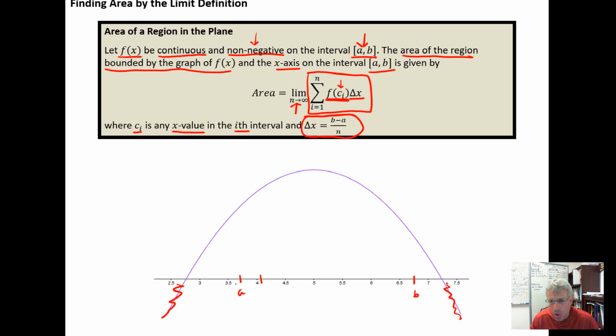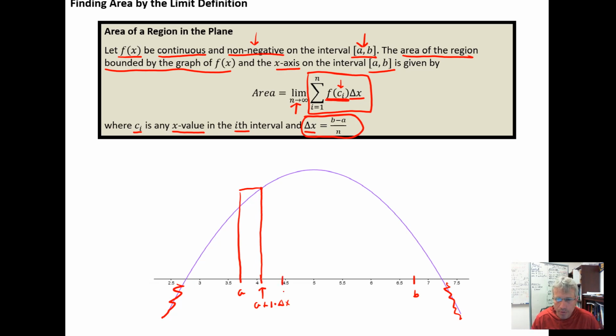The next tick mark over from the A, we would find by doing A plus delta x, so 1 times delta x. A plus 1 times delta x would get us to the next tick mark. If we were doing right endpoints, we would draw that rectangle up to the curve and then over to the left, and we would drop it down to A, the left bound of the interval.